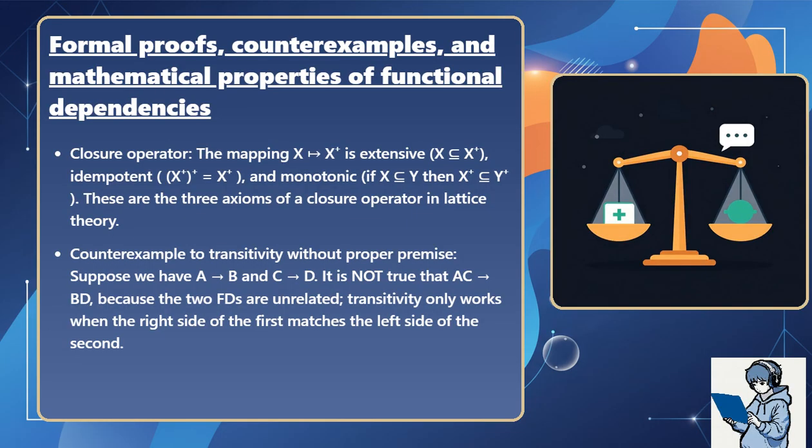Counterexample to transitivity without proper premise. Suppose we have A determines B and C determines D. It is not true that A C determines B D, because the two functional dependencies are unrelated. Transitivity only works when the right side of the first matches the left side of the second.